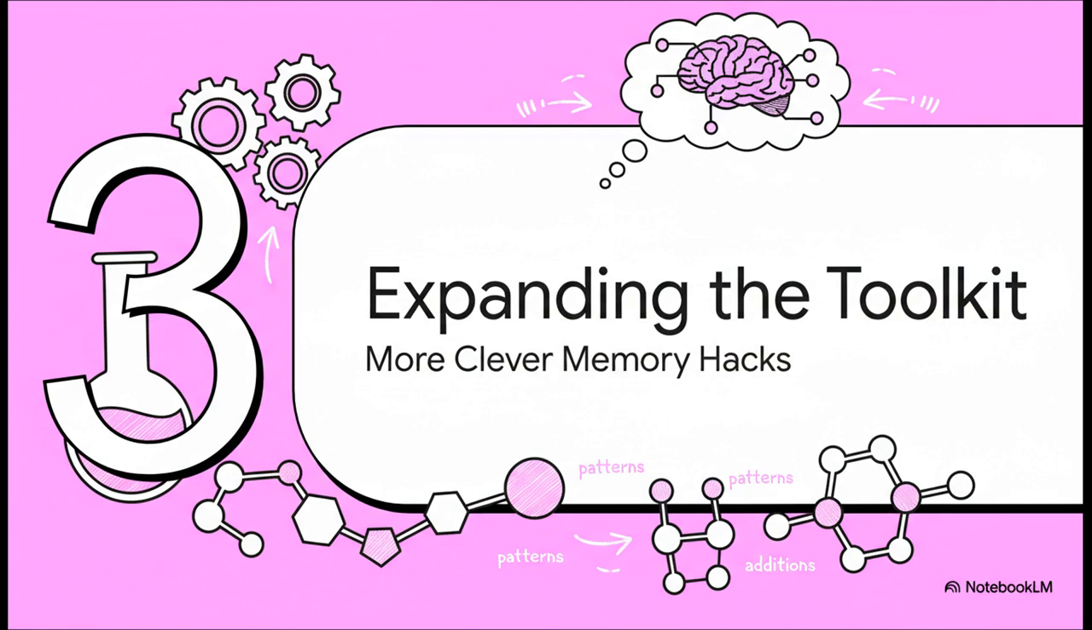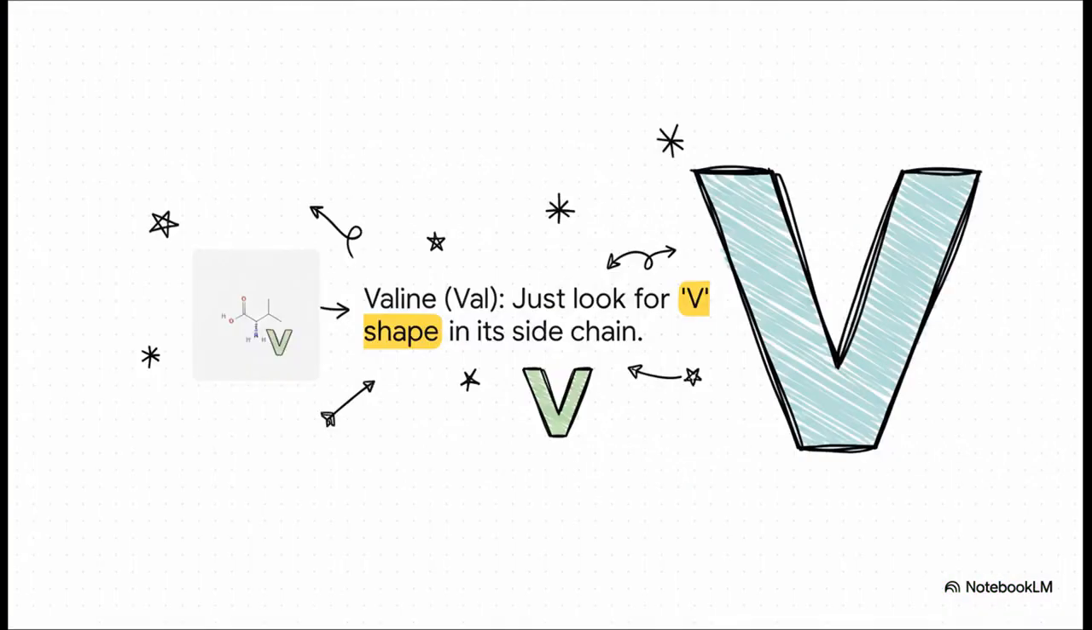Let's expand our toolkit and look at a few more clever memory hacks. These are all about spotting simple patterns. Okay, this next one is almost cheating. It's so easy. This is valine. Just look at its side chain. See it? Those carbons make a perfect V shape. Valine starts with V. The structure makes a V. You're never going to forget this one.